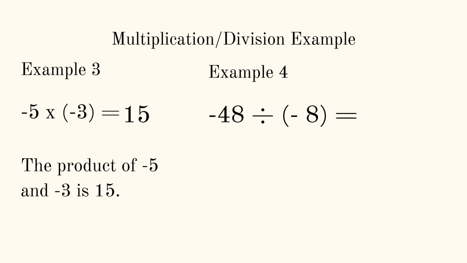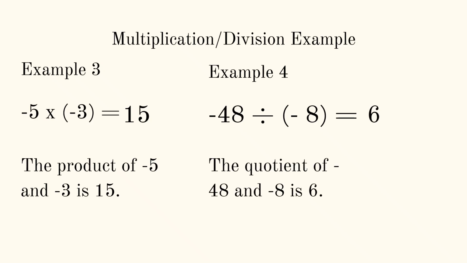Example 4. Negative 48 divided by negative 8. A negative divided by a negative is a positive. 48 divided by 8 is 6. The quotient of negative 48 and negative 8 is 6.